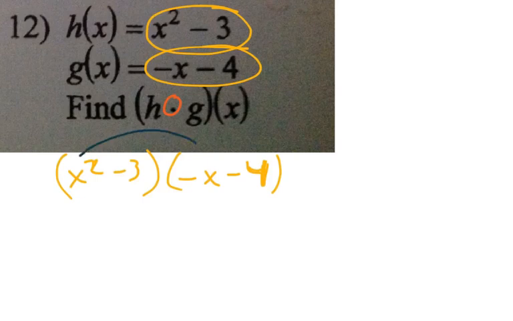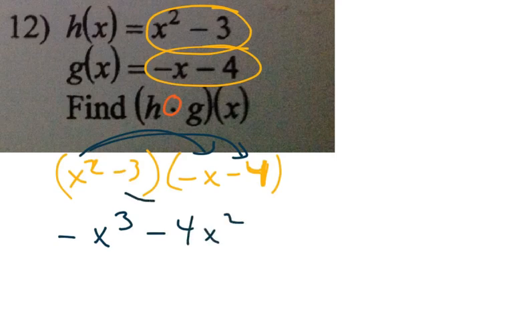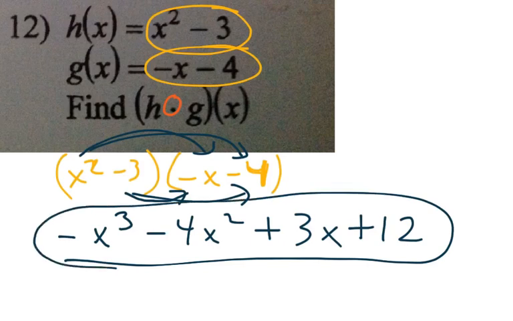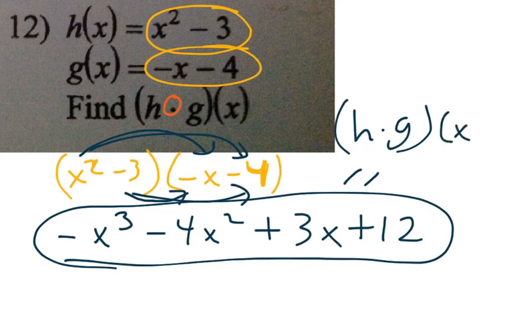Here we go. I know x squared times negative x, be careful with your negatives, is negative x cubed. x squared times negative 4 is negative 4x squared. Negative 3 times negative x is a positive 3x. And negative 3 times negative 4 is plus 12. If you look, there's nothing to simplify or combine in this case, which rarely happens, but it does. And so that right there, guys, is my h times g of x.